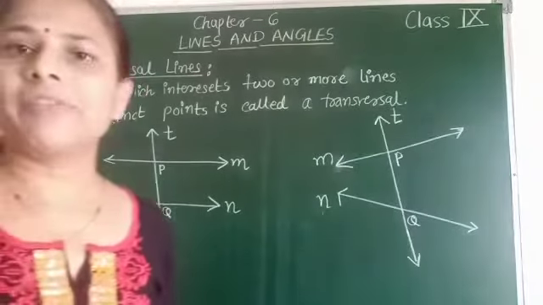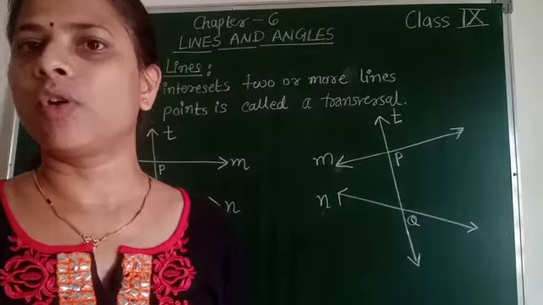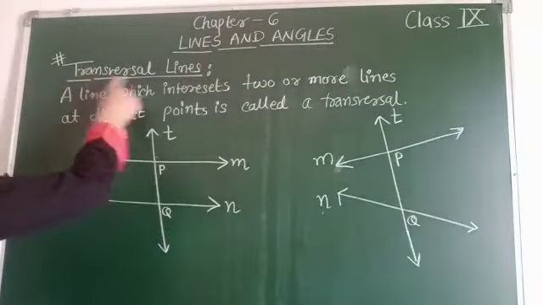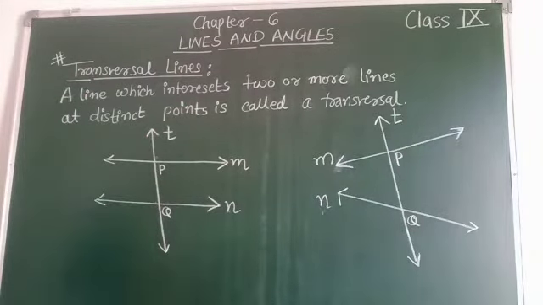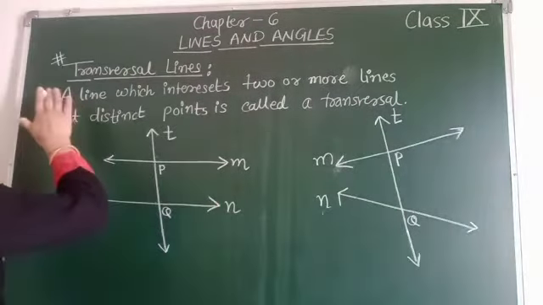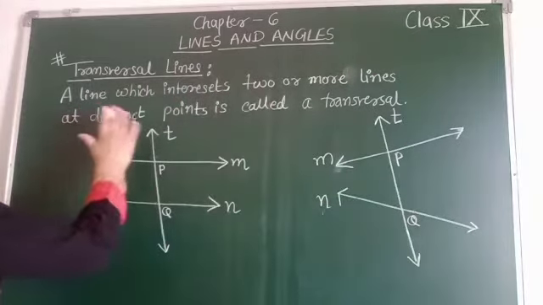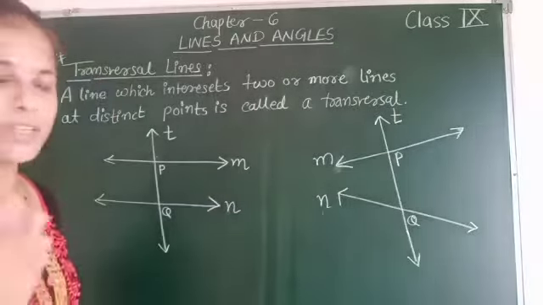Students, today we will discuss a few more basic terms of geometry which we already learned in previous classes also. And the first one is transversal lines. A line which intersects two or more lines at distinct points is called a transversal line. Once again, repeat this statement, students. A line which intersects two or more lines at distinct points is called a transversal line.